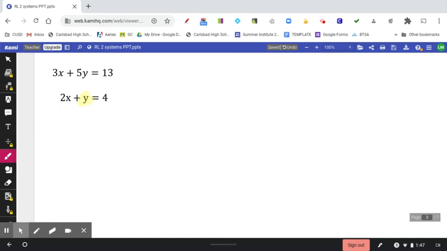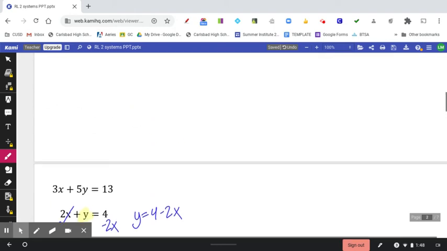To do that, I need to isolate it. I need to move everything else to the other side. So this is 2x over here. I'm going to subtract 2x from both sides. And if I do that, I get y equals 4 minus 2x. Okay. There's my isolation. All right.